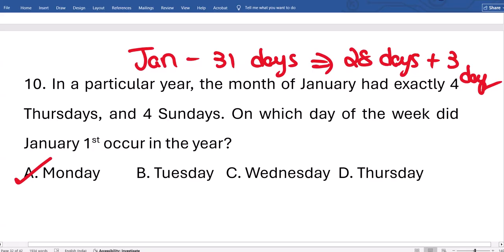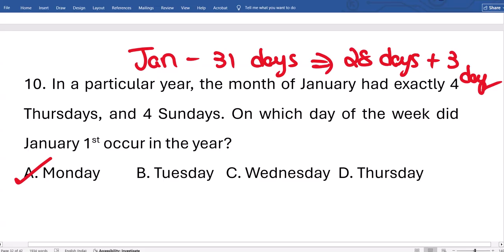Why, sir? Suppose 1st January is Tuesday: 1st is Tuesday, 8th Tuesday, 15th Tuesday, 22nd Tuesday, 29th Tuesday. 30 will be Wednesday, 31 will be Thursday. 5 Thursdays will come, right? If it starts with Tuesday itself, I have 5 Thursdays. Starting with Wednesday also 5 Thursdays. Starting with Thursday also 5 Thursdays will come. Only Monday works. If I start with Monday, then only 4 Thursdays will satisfy.